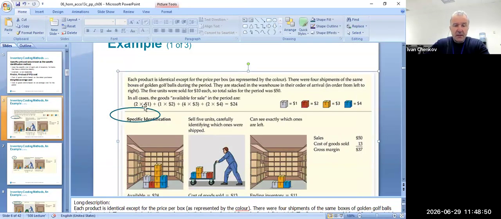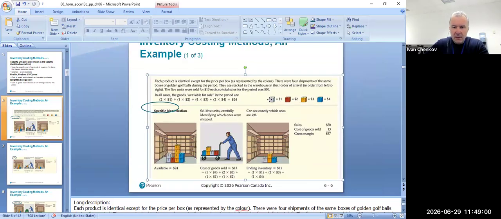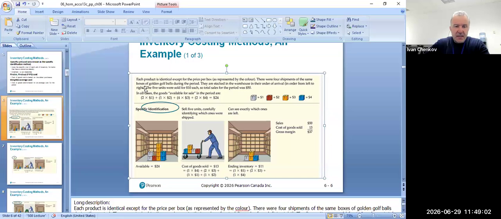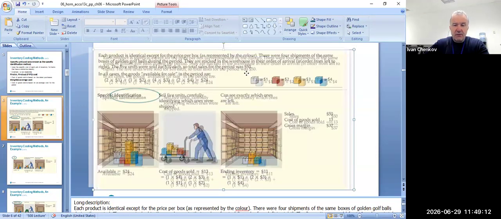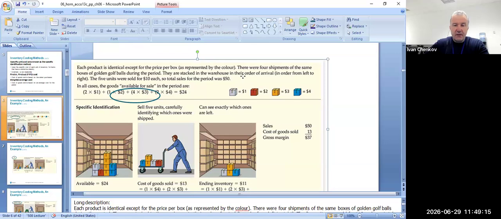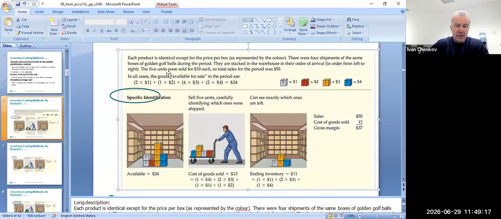So what we're going to have here: each product is identical, except for the price per box. There are 4 shipments of the same boxes of golf balls during the period. They're stocked in the warehouse in the order of arrival, from left to right. 5 units were sold for 10 each, and the total sales for the period was 50.